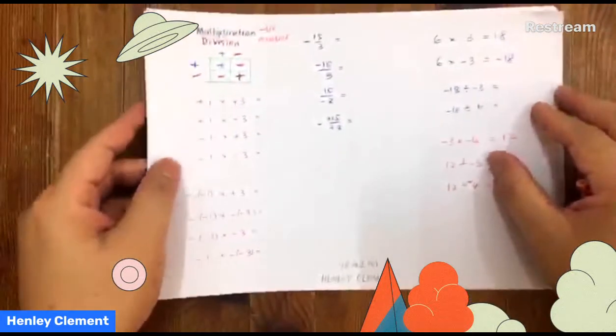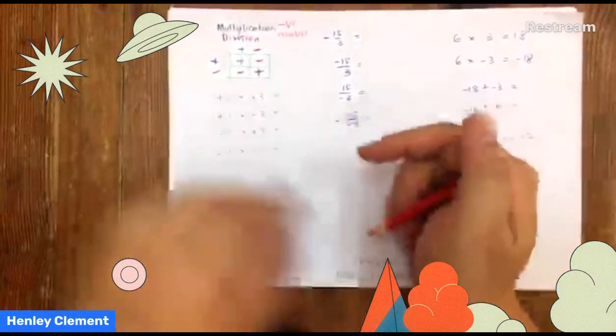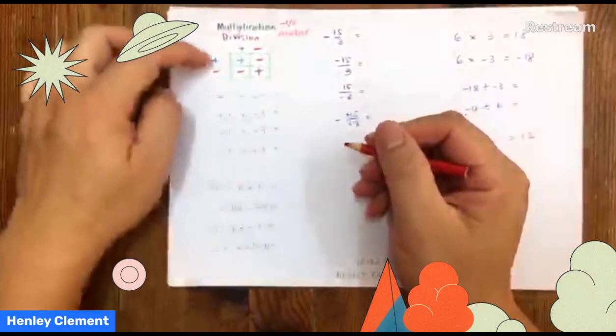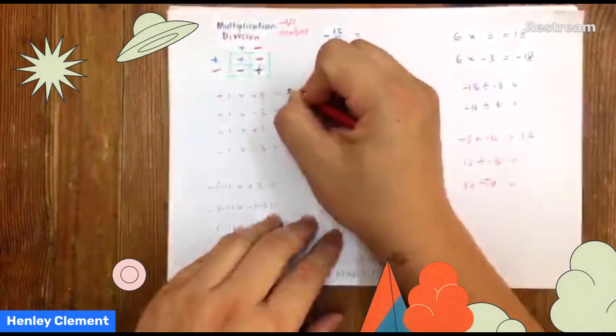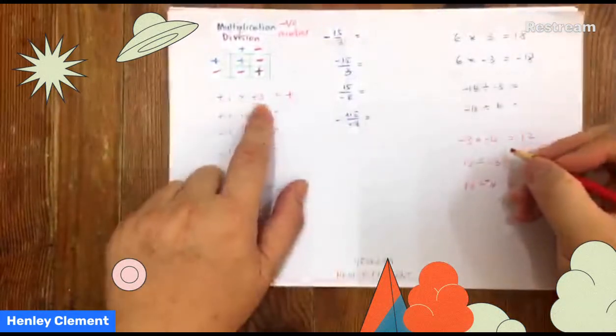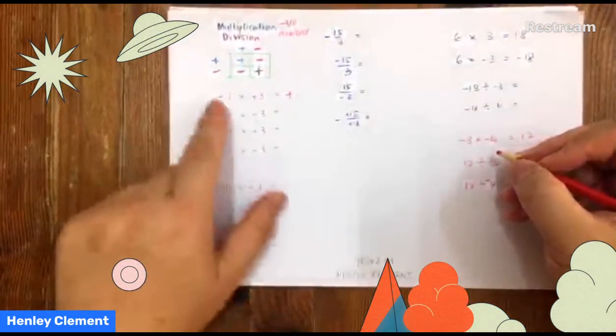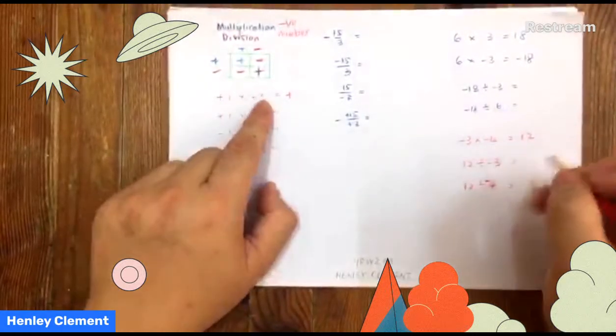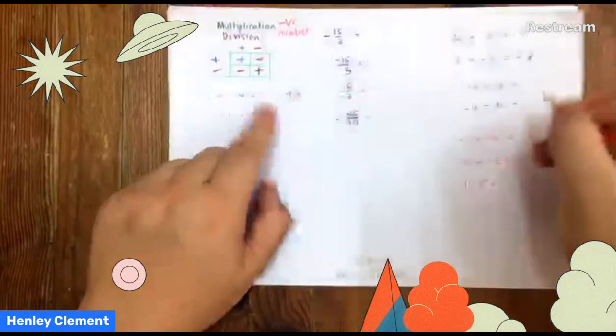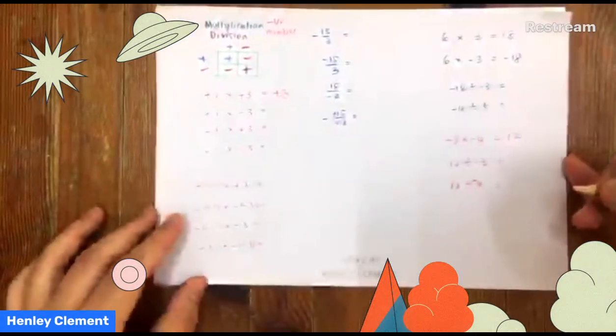Okay, so let's check with our answer here. Positive times positive will get you a positive. So my answer will be positive, and then 1 times 3. Can you see? I do it separately. Positive times positive will get you positive, and then 1 times 3 will get you a number of 3. The answer is 3 here.